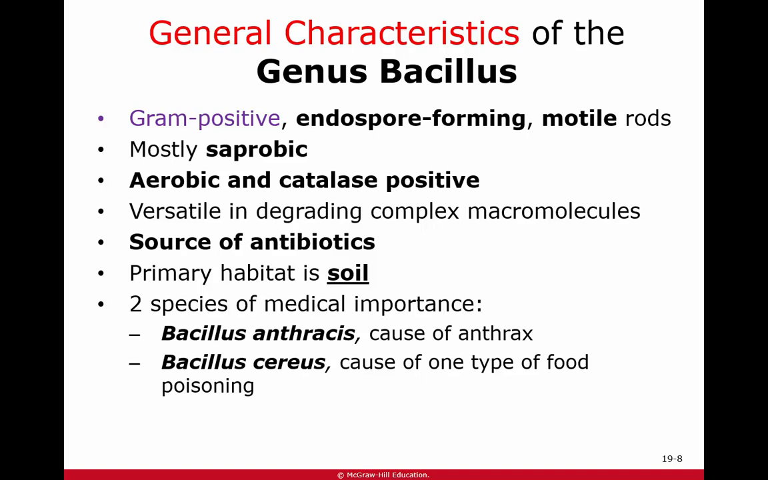We know that they are important because they're saprobes. They're important for degrading or breaking down large complex macromolecules into smaller molecules. We know that both of these genera are important for making antibiotics. We know that they're found in soil. Okay, and the two species that we need to concentrate on for medical importance are Bacillus anthracis and Bacillus cereus. Obviously one, anthrax, can be very problematic, and then cereus typically is food poisoning.